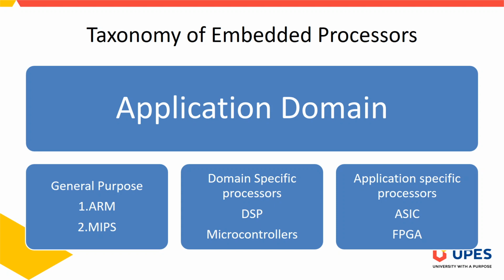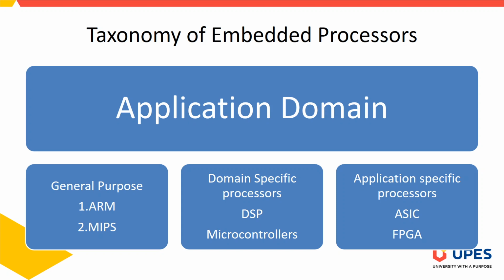Now, if you come to the taxonomy of embedded processors, based on the application domain, we can categorize embedded processors into three categories. One is general purpose, second is domain specific, and third is application specific processors. General purpose processors are designed in such a way that they can support different applications. That means they can be used in varying applications, and they are not application bounded or application specific. Examples are ARM and MIPS.